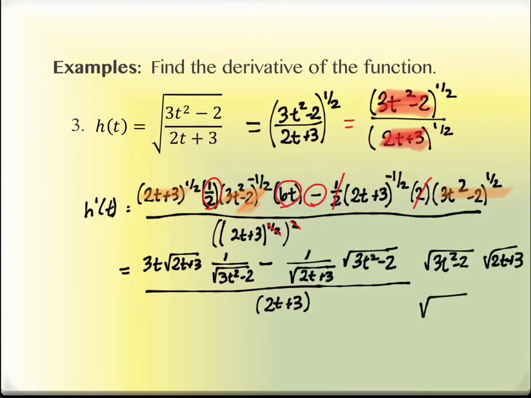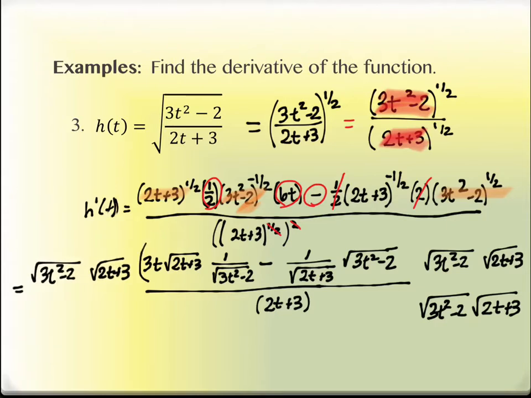But of course, if I do that to the numerator, I have to do it to the denominator, 3t squared minus 2 and square root of 2t plus 3, like that. Now, the numerator, when I do this, and actually, let me write this on the other side too, just because it'll be easier to show my simplifications. So I'm going to be multiplying here and here.